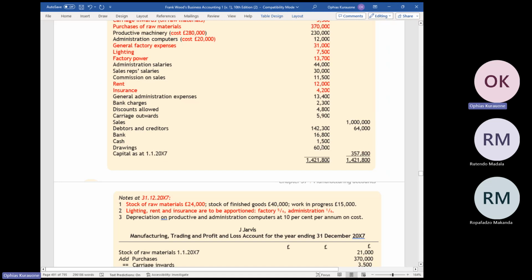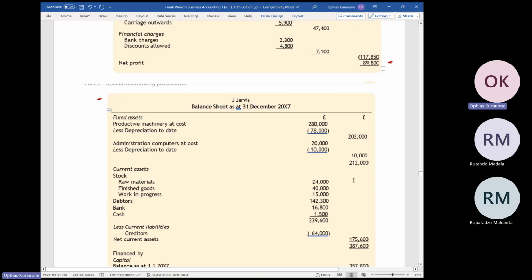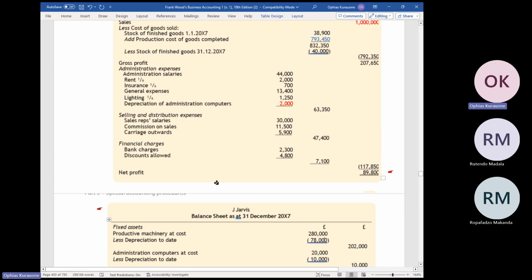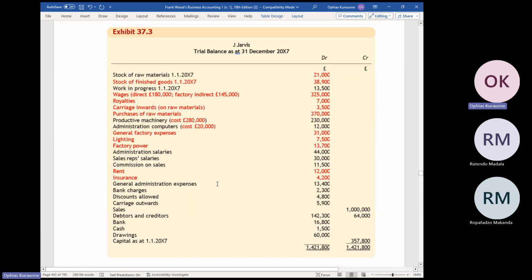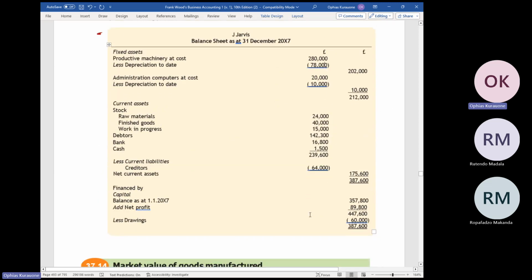The drawings usually reduce the capital. You are making drawings time after time to reduce your capital. So when you are coming here, you find that our stock, our inventory, consists of raw material, finished goods, and work in progress. You should take care of that. Then our debtors, the accounts receivable, are part of it. Since there is no adjustment for bad debts, we can take our debtors as they are, 142,300, unless there was any clause which says they need to be adjusted, then we adjust. Bank is given, cash is given, no problem.